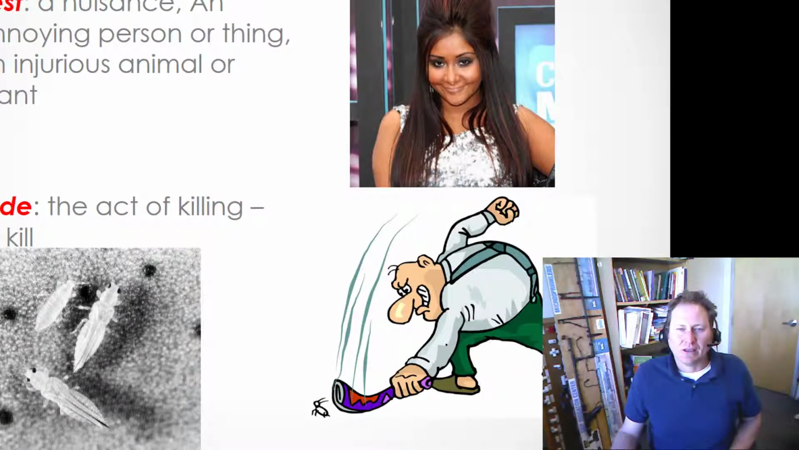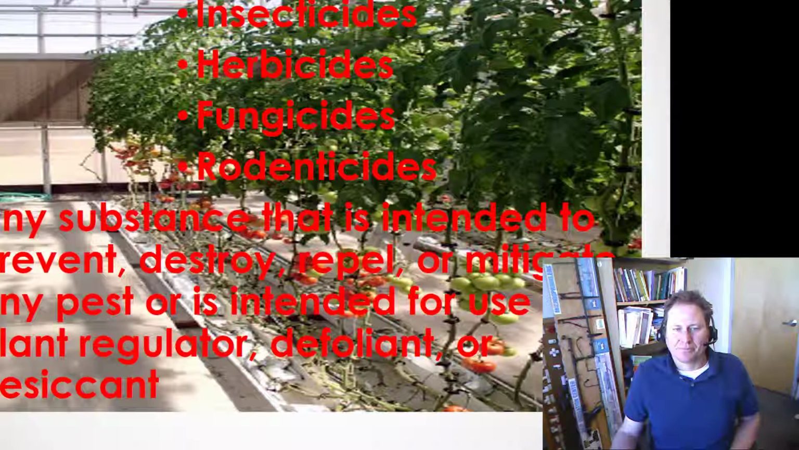So the first thing is the definition of a pesticide. So a pest is a nuisance, an annoying person or thing, an injurious animal or plant. And side is the act of killing or to kill. So when you put those two together, that's what you're looking at with pesticides.